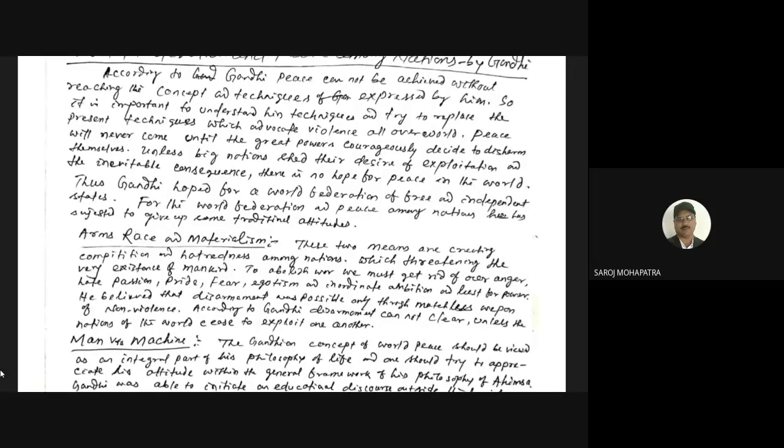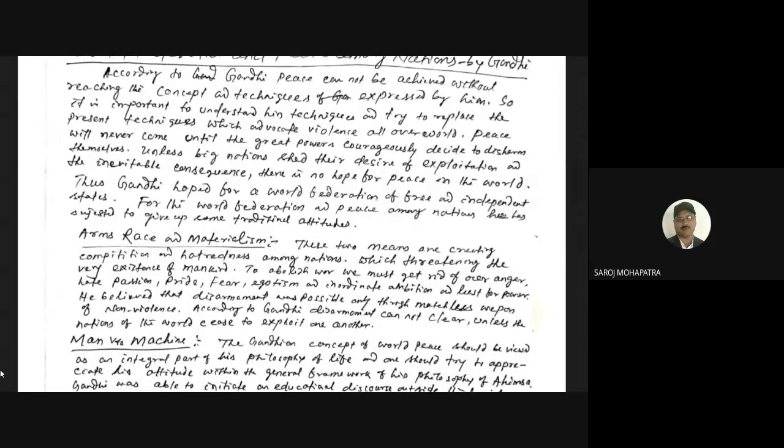For the world federation and peace among the nations, he has suggested giving up some traditional attitudes. Traditional attitude means the power hankering, power game, and the conflict for power. This philosophy, this idea should be given up by the nations if they want peace and the persistence of civilization.